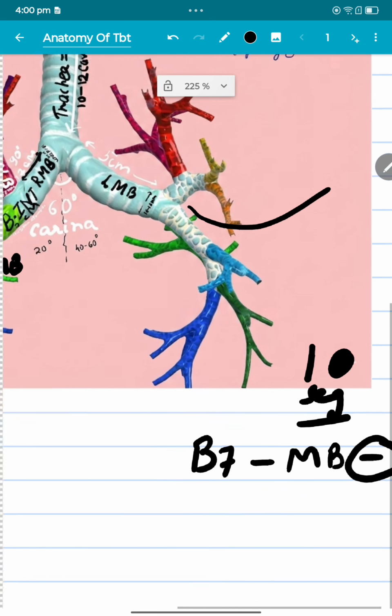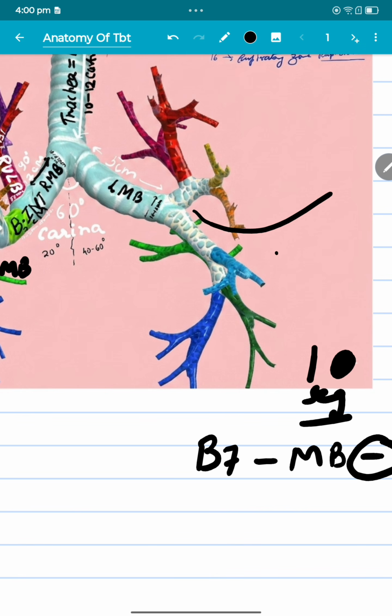Then in the lower lobe, you all know we have B6 to B10. The only thing is B7, the medial basal, is absent.